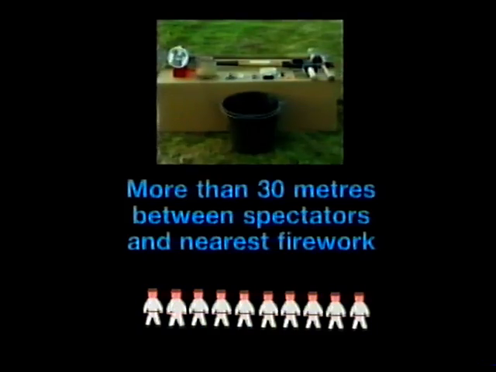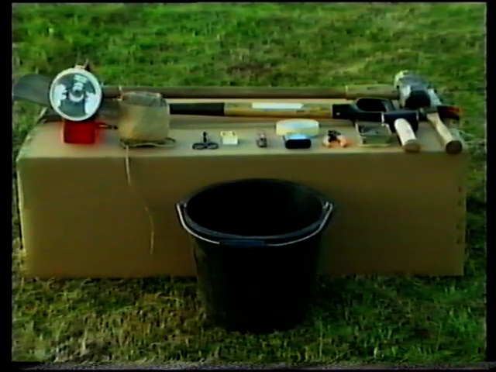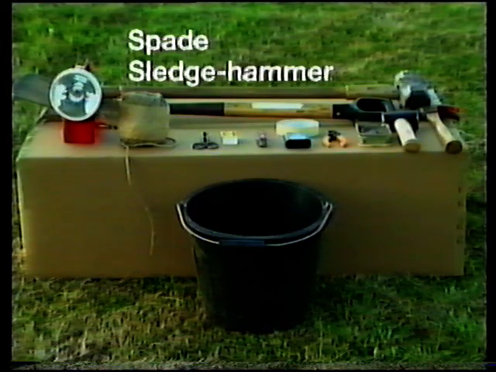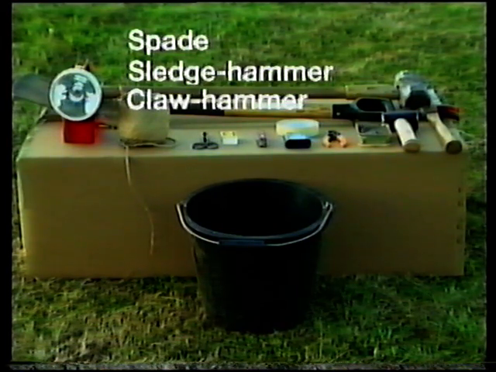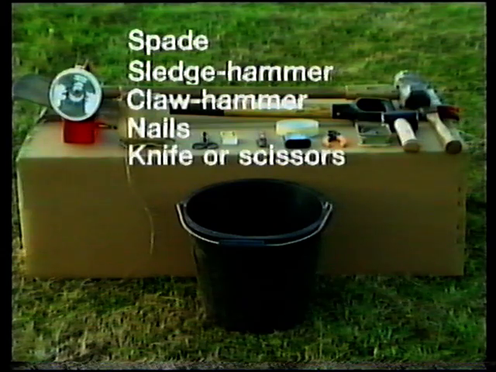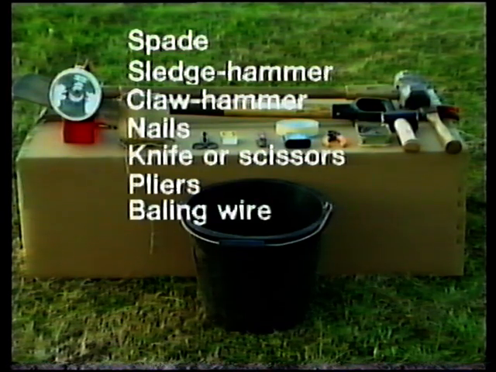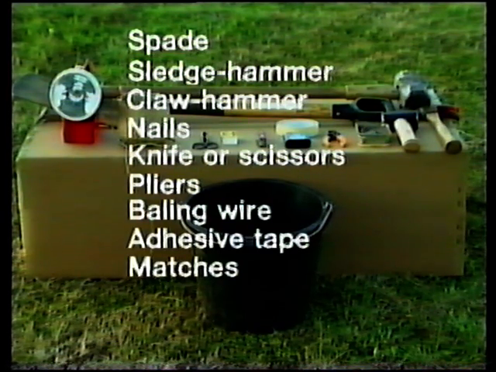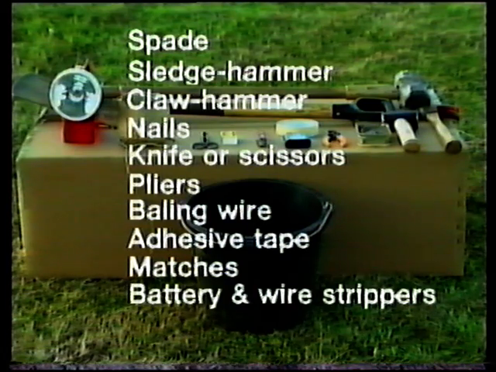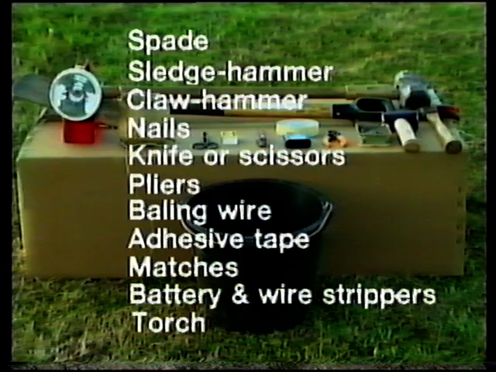Make a list of the things you'll need to set up the display. It should include a spade, a sledgehammer and a claw hammer, some nails, a sharp knife or a pair of heavy-duty scissors, a good strong pair of pliers, some baling wire, strong adhesive tape, and matches. You'll need a battery and wire strippers for electrical ignition, and don't forget a torch, because it'll be dark on the night of the display and you'll need to see what you're doing.